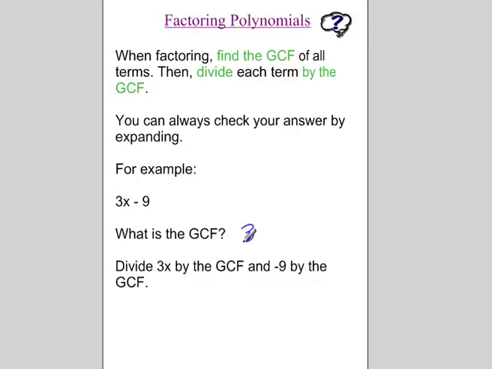So now you're going to divide both 3x and negative 9 by that greatest common factor. 3x divided by 3, you'd be left with x, and negative 9 divided by 3, you'd be left with negative 3. Now to write that in factored form, you put the GCF first, you open up a bracket, and then you put the result of each division. And then you close the bracket. So your answer in factored form would be 3 bracket x minus 3.